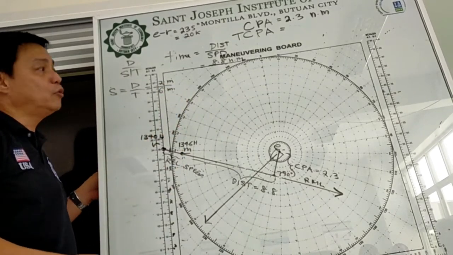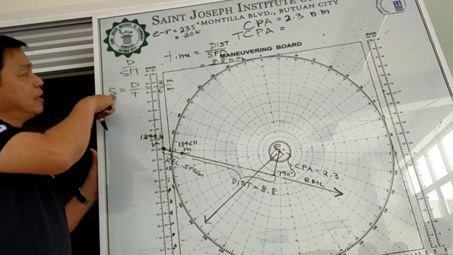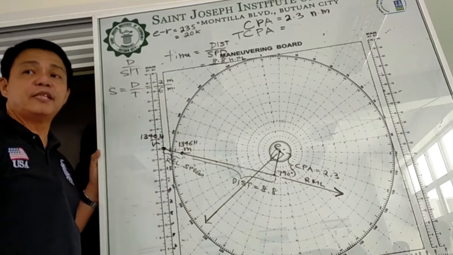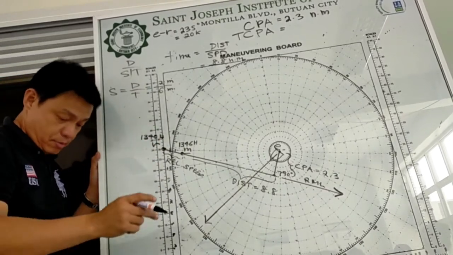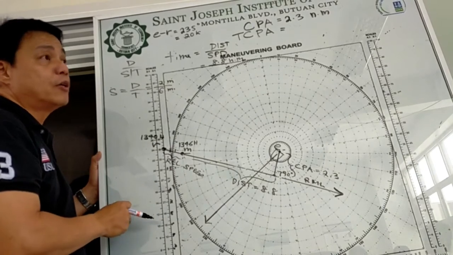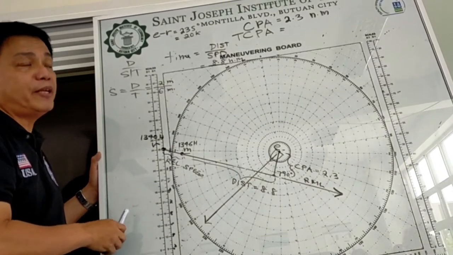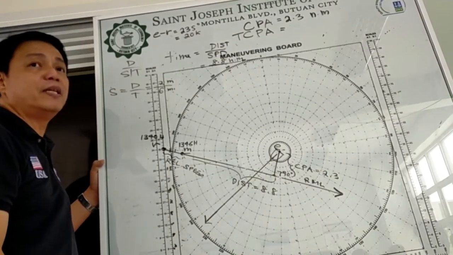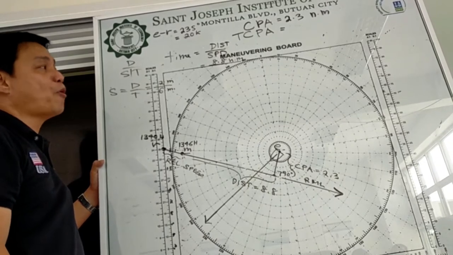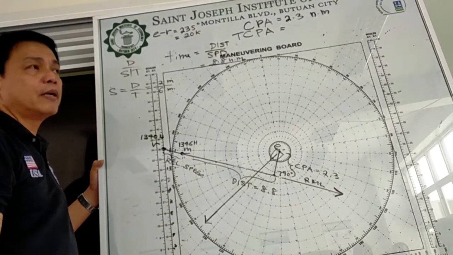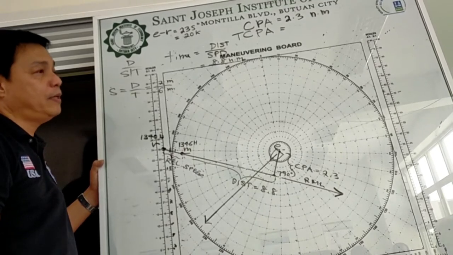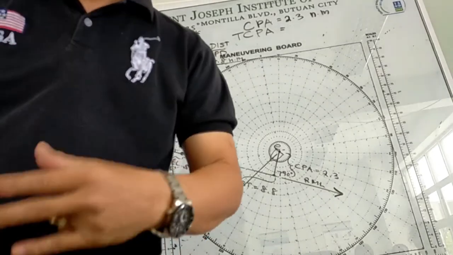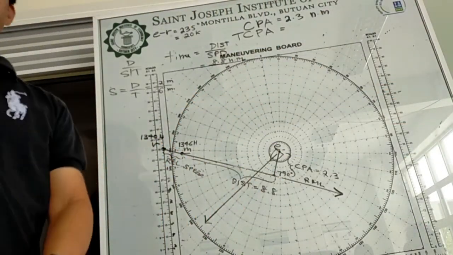But gentlemen, you cannot use 6 minutes because the unit for speed is knots. So we will convert 6 minutes into hours, or what we call the 6 minutes rule. For every 60 minutes, there are 10 6-minute intervals. For every 1 hour, there are 10 6-minute intervals. Therefore, that is 0.1. How did you know, sir? 6, 12, 18, 24, 30, 36, 42, 48, 54, and then 60.